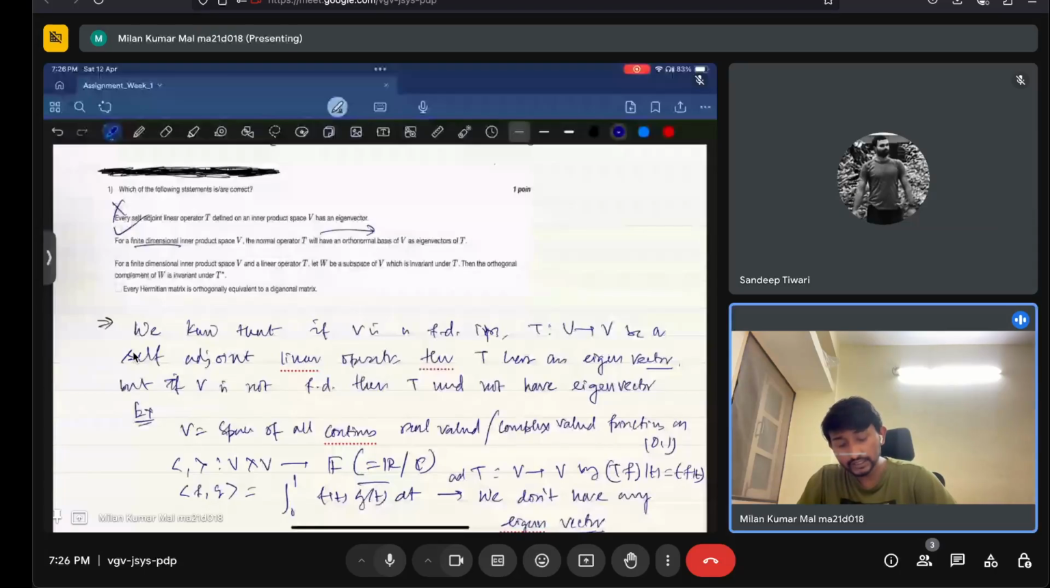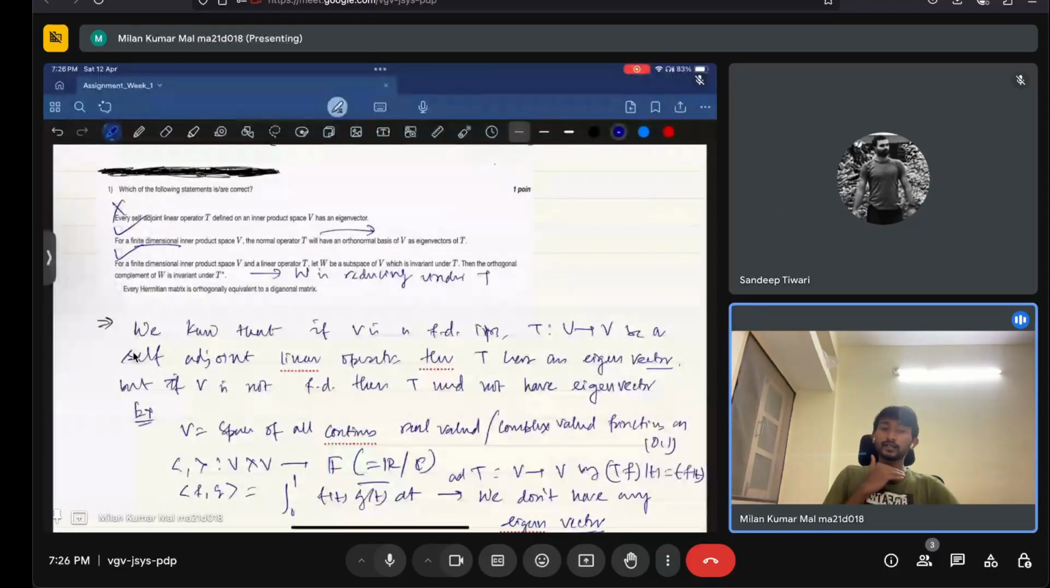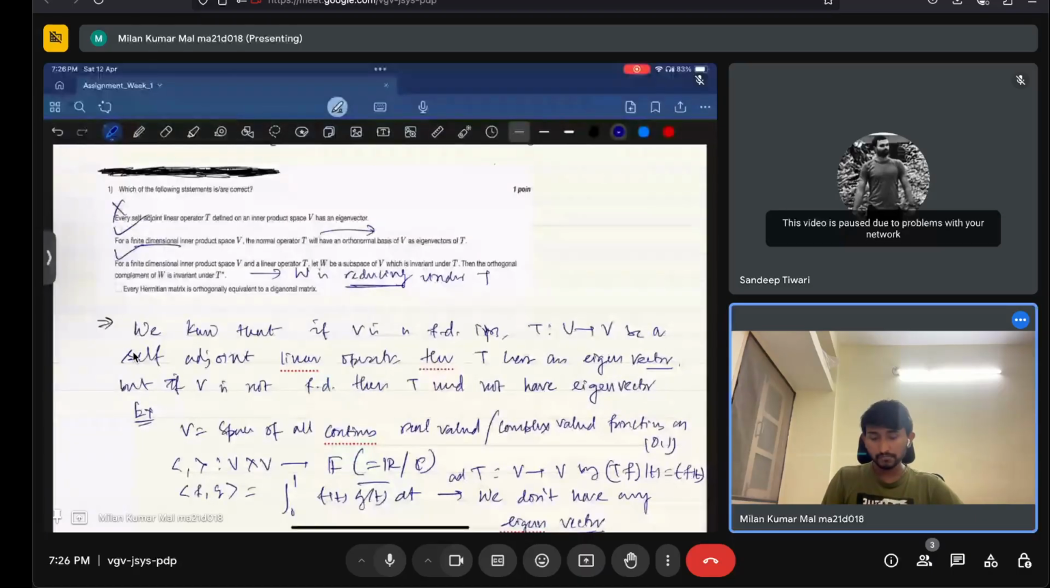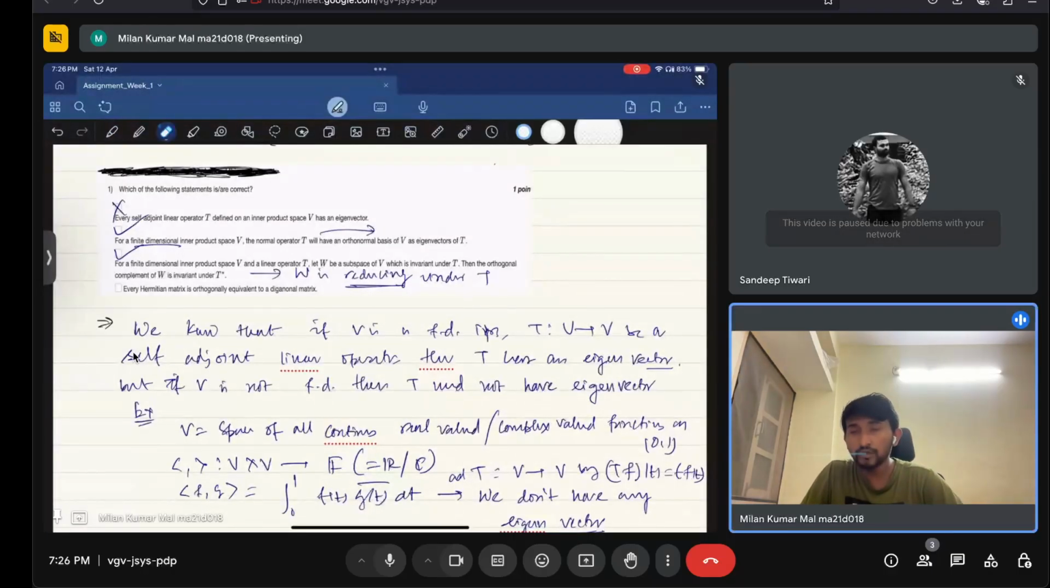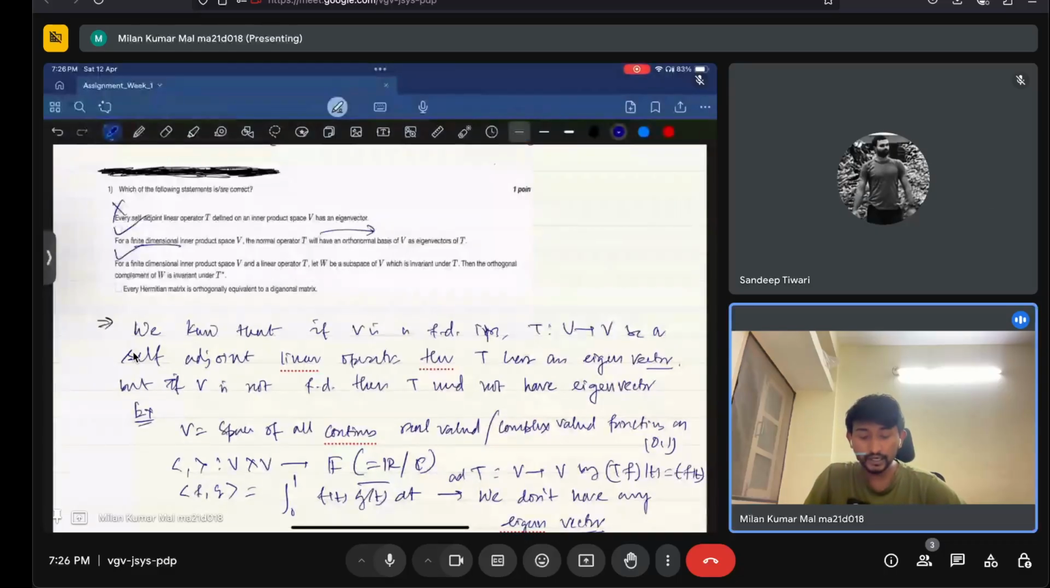And that says W is reducing under T. If W is invariant under T, then W perp is invariant under T star, the orthogonal complement. Okay, this is true: if for any finite dimensional inner product space, linear operator T and subspace W which is invariant under T, then the orthogonal complement of W is invariant under T star. That is already discussed in class, so I will not go into it.